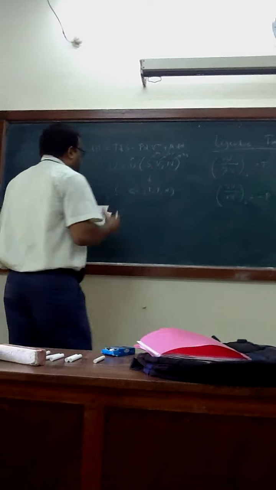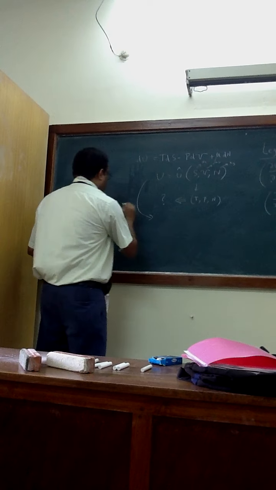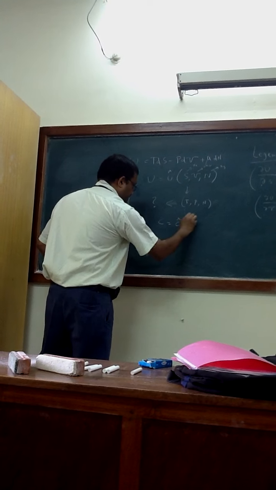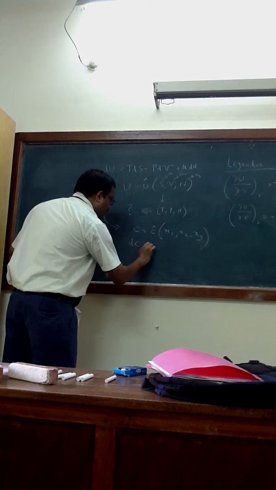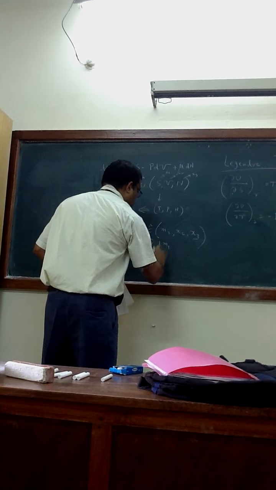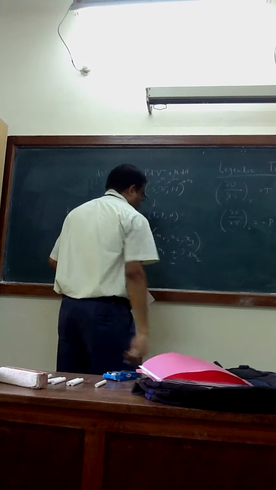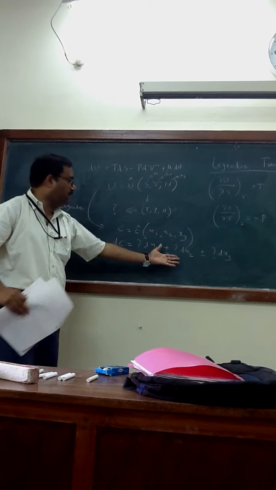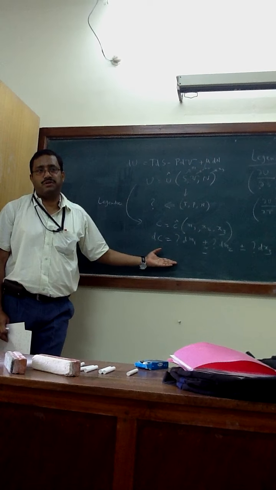What is our objective? Initially we had this, right? From here by Legendre transformation, we'll get C as a function of, say, M1, X2, X3, and we'll get an expression for dC like this, which is something dM1, some plus or minus, we don't know, something dM2, and something dX3. So that will be the alternative representation of the combined first and second law of thermodynamics in terms of general transformation.